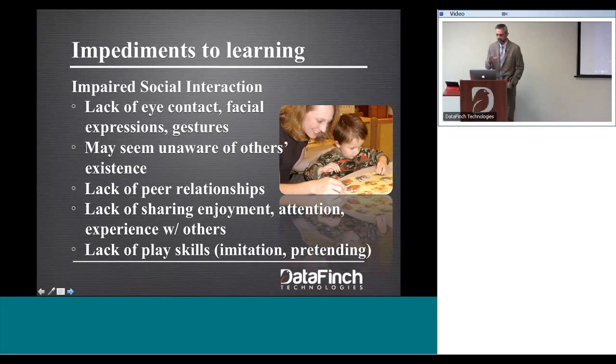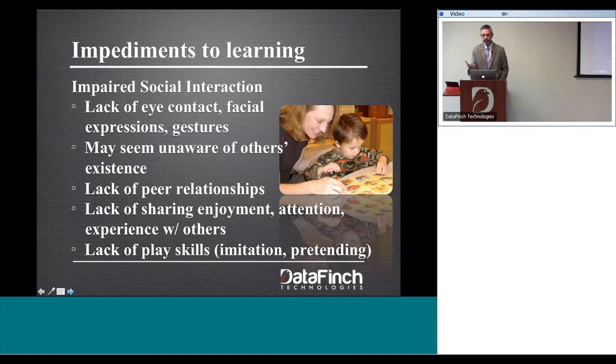Okay, so that was language. Another area of deficit that is fairly common among people with autism relates to social skills. And the first that I have listed here is a lack of eye contact, facial expressions, or gestures. Many people with autism have trouble with those things. And eye contact is the one that comes up quite a bit. In some cases, people with autism will even actively avoid eye contact.